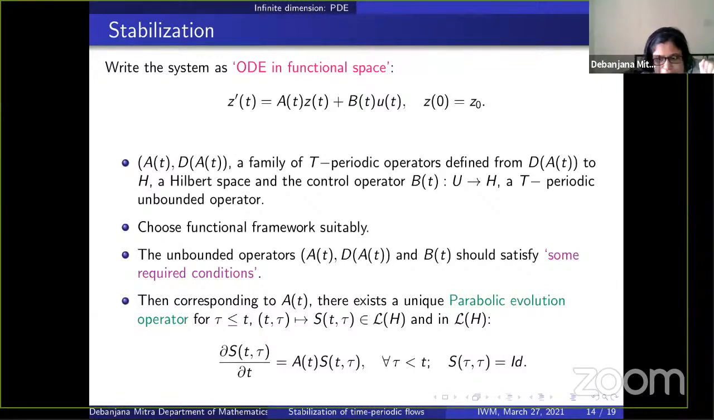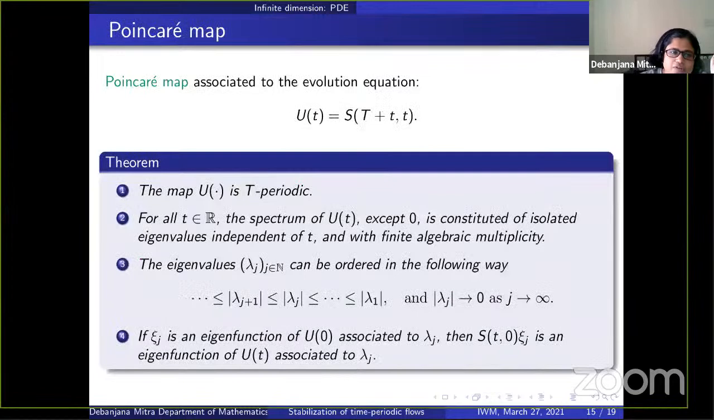I wrote this very heuristically because I wanted to avoid the technical details. Suppose you know that your operators A(t) and the control operators B(t) satisfy some suitable conditions. Then in particular you can show that there exists an evolution operator S(t, tau) defined here, which corresponds to the fundamental solution I was talking about earlier in the ODE setup. Once you have this, you can define an analogous Poincare map, defined in this particular form.